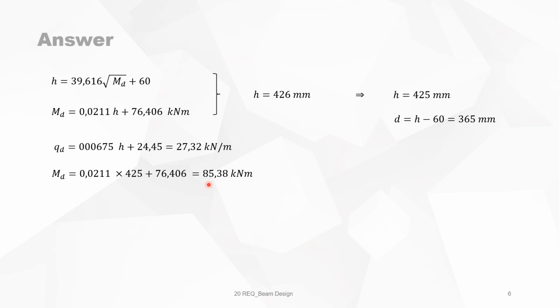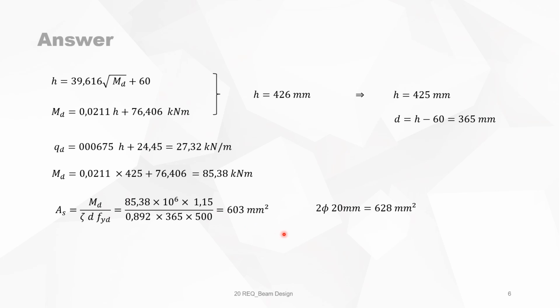85.38 kilonewton meter. And for the needed reinforcement, because we are working at optimum height, the zeta is 0.892. So MD, you have to express it in Newton and millimeter, and we arrive at 603 square millimeters. So 2 diameter 20 is 628 square millimeters, so that will be okay.